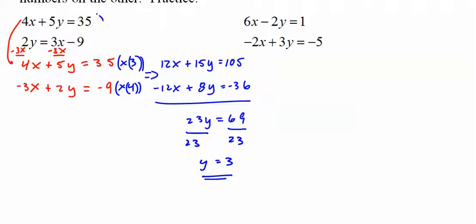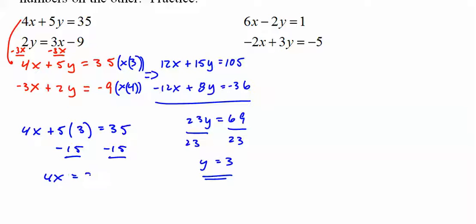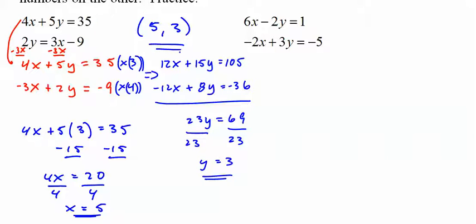Plug it back in. I always go to the original equation in case I made a mistake converting things. 4x plus 5 times 3 equals 35. 4x equals 20. X equals 5. So I always check, and I'm actually going to do it this time in my head. 2 times 3 is 6. 3 times 5 is 15 minus 9 is 6.